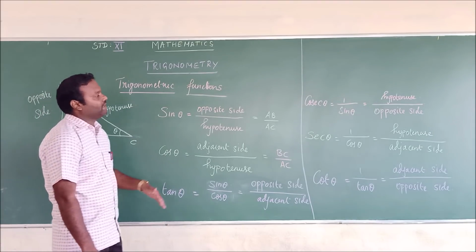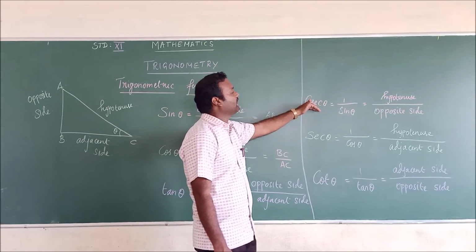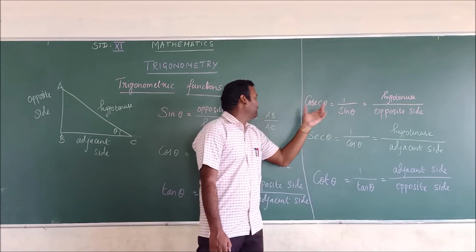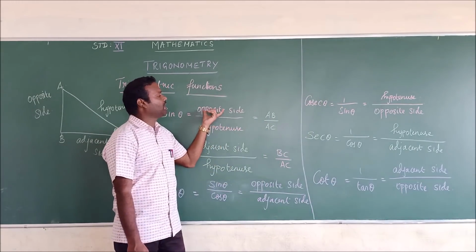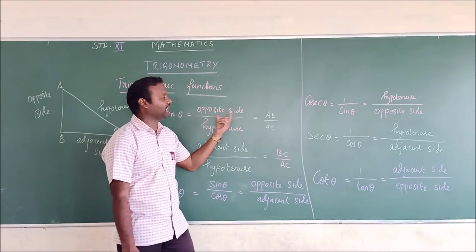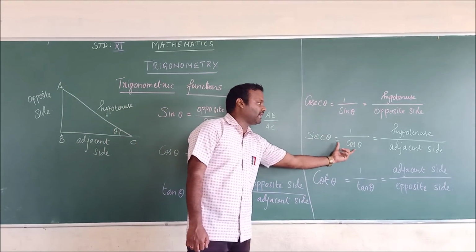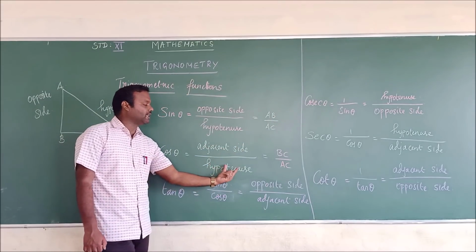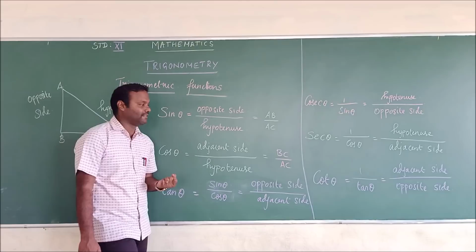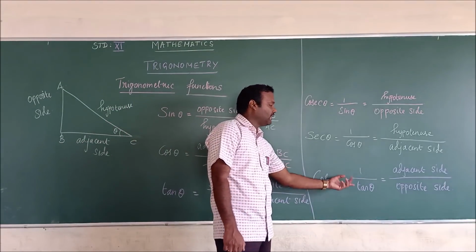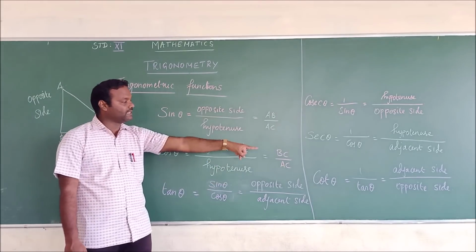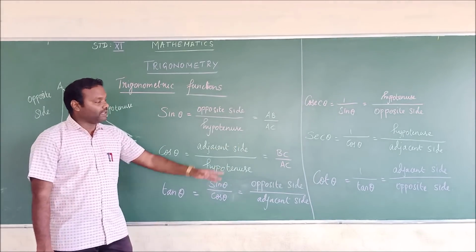Next, what is the cosecant theta? Cosecant theta is the reciprocal of sin theta. So you can reciprocate sin theta. That is hypotenuse divided by opposite side. Similarly, secant theta is the reciprocal of cos theta. So when you are reciprocating this, you will get hypotenuse divided by adjacent side. And cot theta is the reciprocal of tan theta. So when you reciprocate this, you will get adjacent side divided by opposite side.